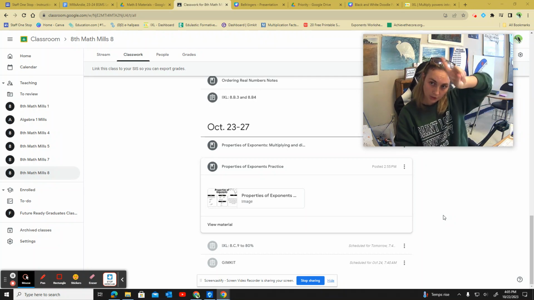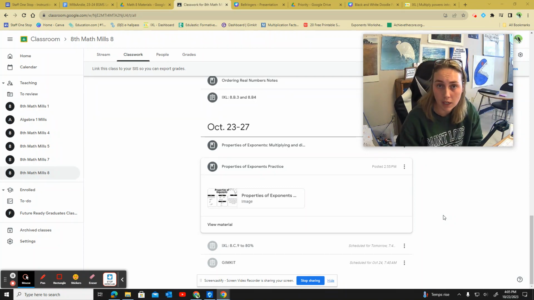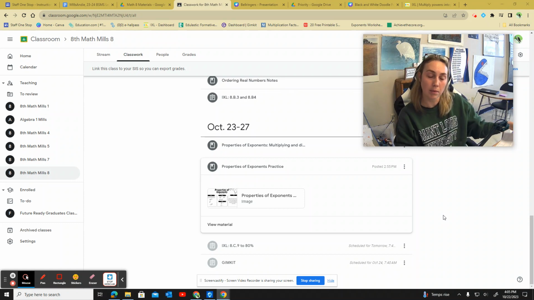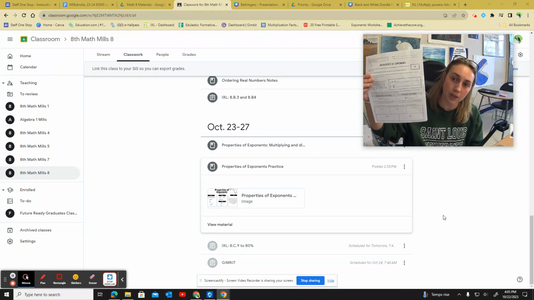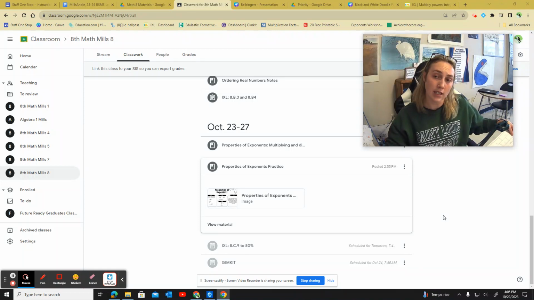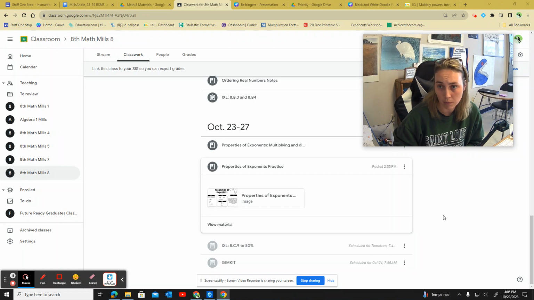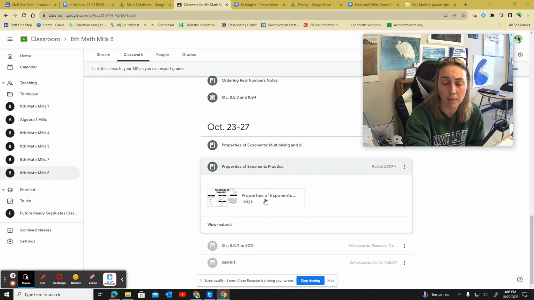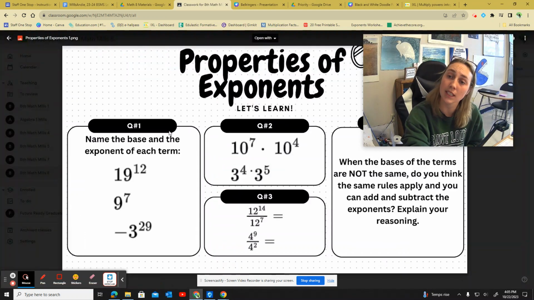First off, if you were not here on Friday, you missed a lot of work. And what you need to do is go to the front table. Don't go yet. You need to go to the front table and pick up this packet. Once you pick up this packet, see if you have a friend who can help you fill out the first part of the packet, the notes for it. And then once you're done with that, go to Google Classroom and do this property of exponents practice. It looks like this.